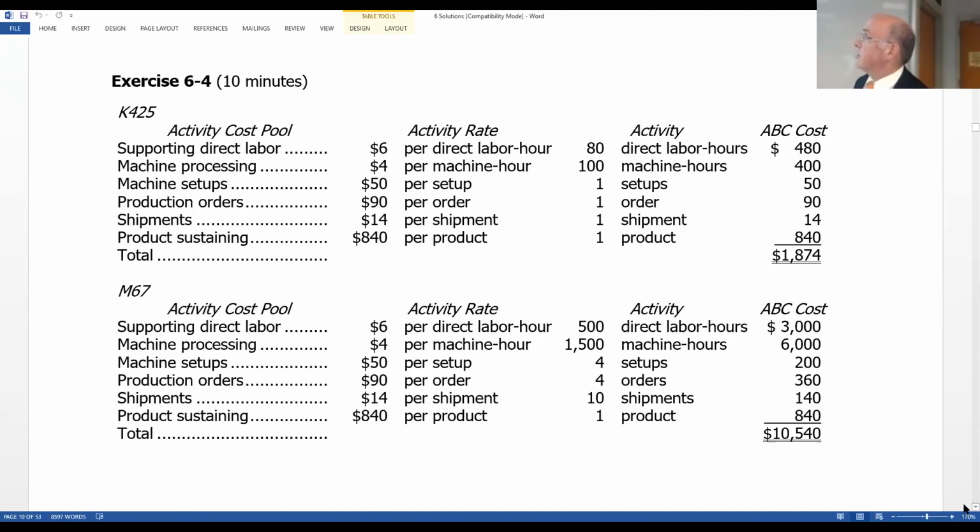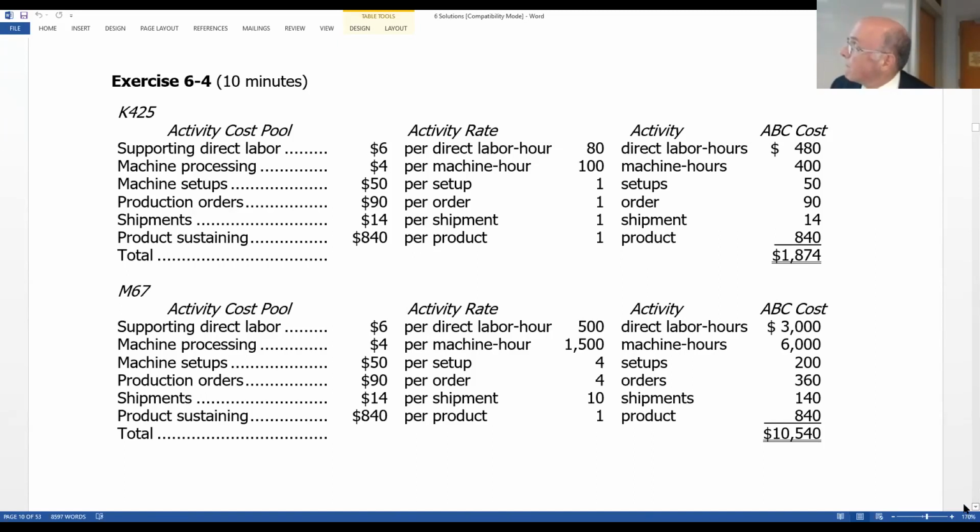Multiply 4 times 100, you get 400. And you just keep doing that until you run out of numbers. It's a total of 1,874. That's for K425. Then you do the same thing for the other product, M67. $6 times 500 is 3,000 and so forth. And the total, 10,540. And unless they ask you to do something else, that's it. You're done.